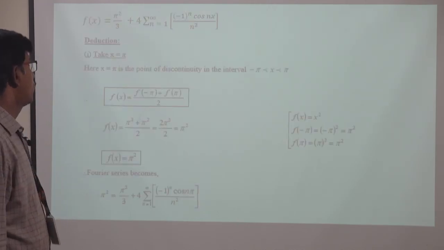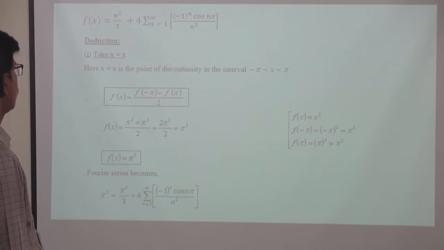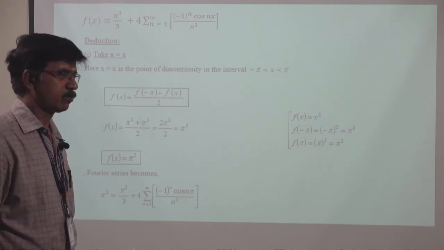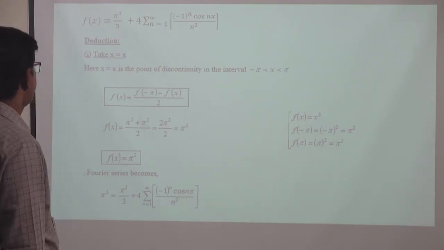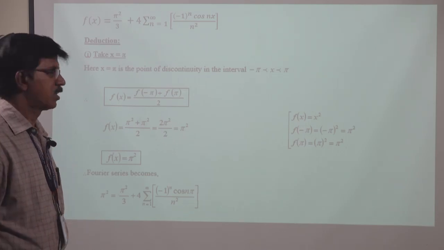So f of x equal to pi square by 3 plus 4 into summation n equal to 1 to infinity minus 1 power n into cos n x by n square. But we have to reduce two sections. One by one we can go for the reduction part. In section number 1 we have to consider the value of x as pi.